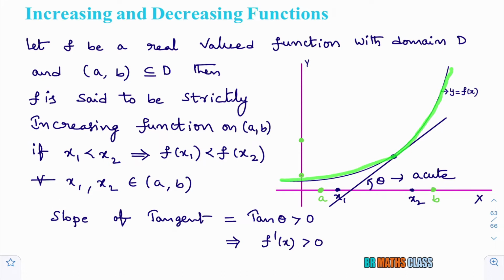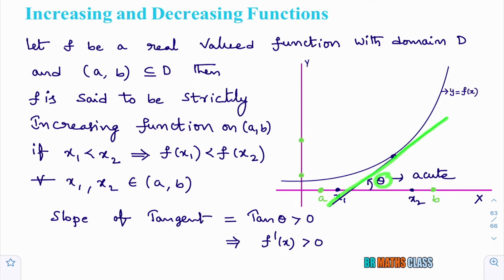Most important point. See, this function is a strictly increasing function. You take a point on this function. You draw the tangent to this function. You observe this is the tangent. And you observe that this tangent makes an acute angle with positive x-axis. It can be understood easily.